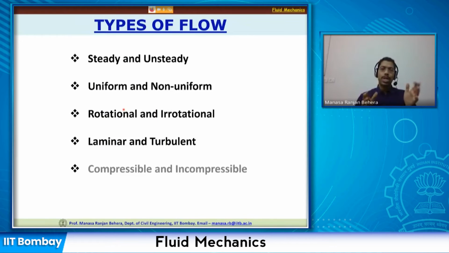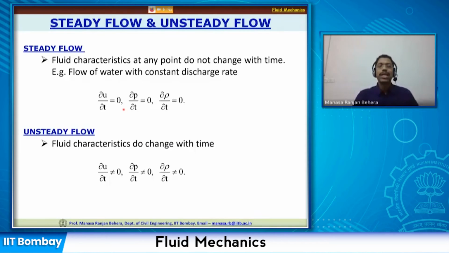So we'll talk about the other four classifications. Let us talk about steady and unsteady flow. It is mostly dependent on time. The moment we say steady or unsteady, it has something to do with time. The fluid characteristics at a given point do not change with time. That means the flow of water with constant discharge rate. In that case, the fluid characteristics are not going to change with time, so the velocity is not going to change with time.